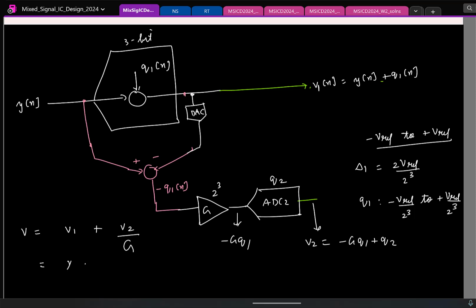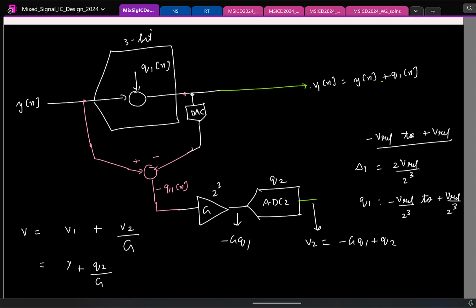So this will be Y plus Q1, V2 is, so essentially you only get Y plus Q2 by G. Fine. So now at least you see that there is definitely an improvement because this gets divided by a factor G, and you can see how much of an improvement we get, right?